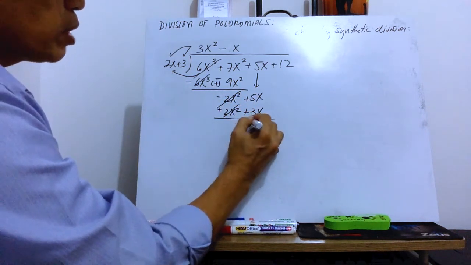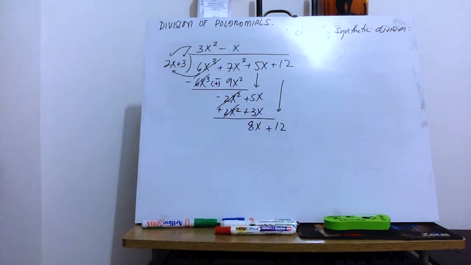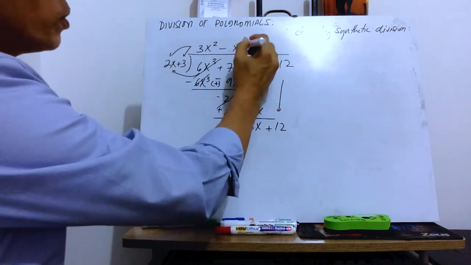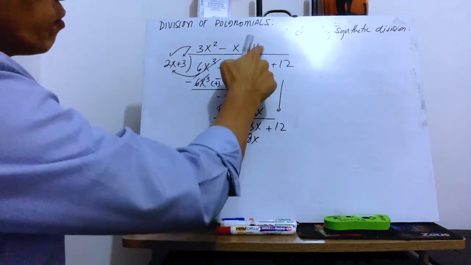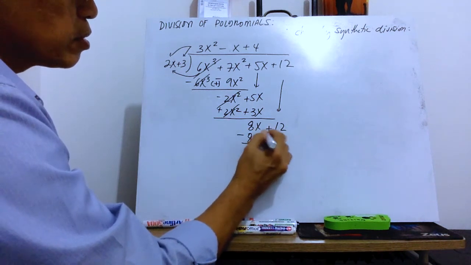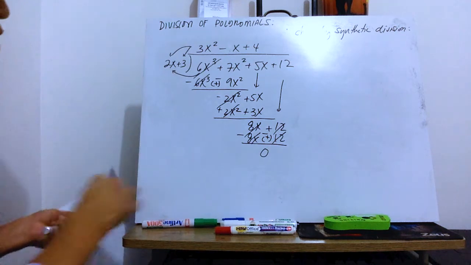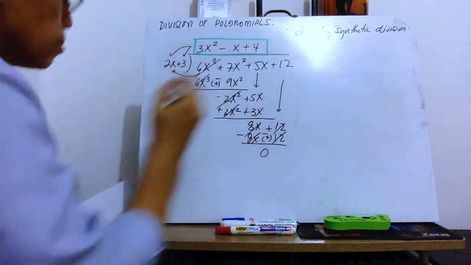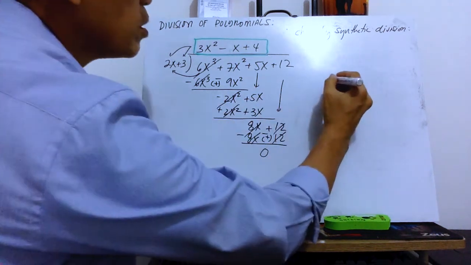Cancel. This becomes 8x. Bring in the next one, plus 12. And then 8x divided by 2x is 4. And then 4 times 2x, that's 8x. 4 times 3, that's 12, change signs. Everything cancels out. That's the answer. So it's 2x squared minus x plus 4. Okay. Let's check by synthetic division.